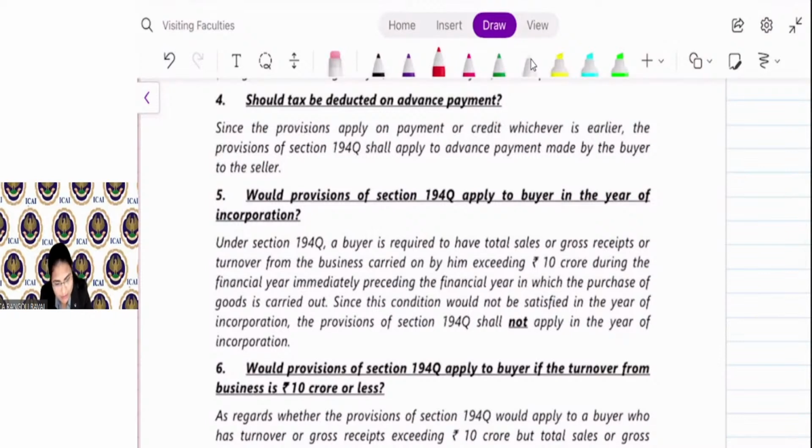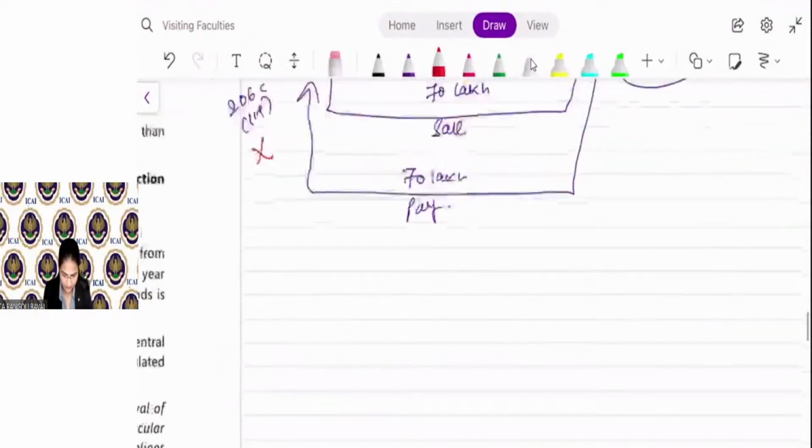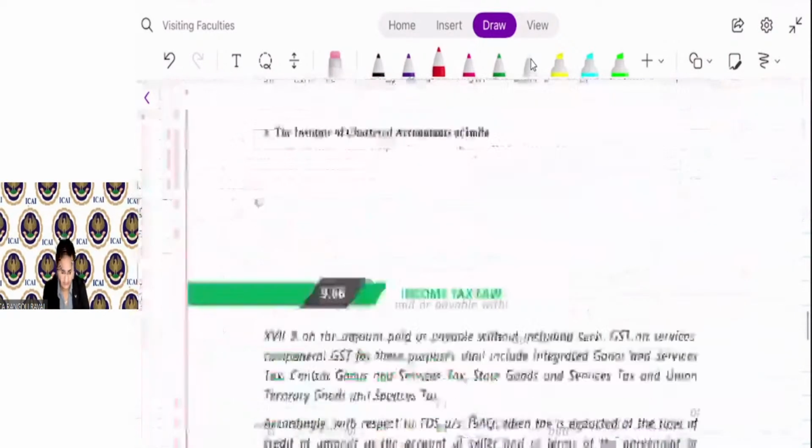It is possible when, see, if this is the case, then only both the provisions are applicable. Say for example, as buyer, Mr. B's turnover in last year is 9 crore only. Then in that case, buyer is not required to deduct TDS. So in that case, XYZ Limited have to collect TCS. Clear, Vedant?